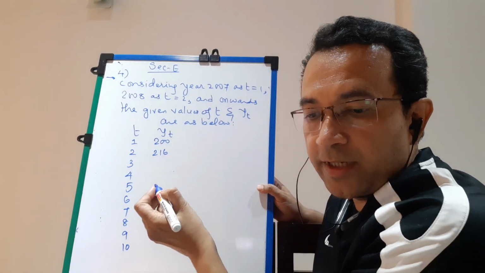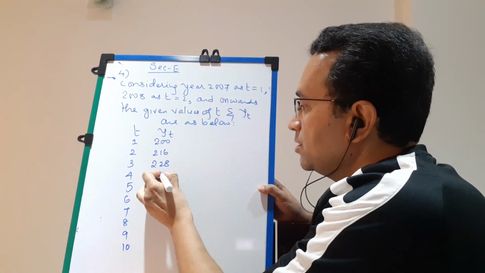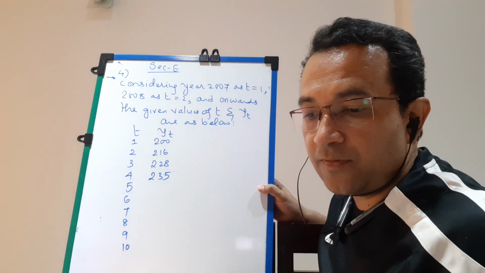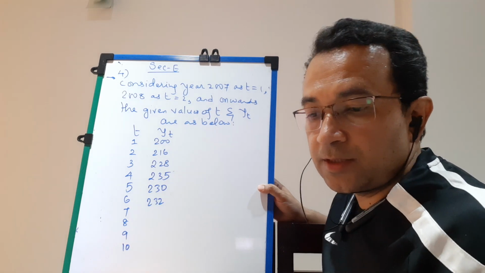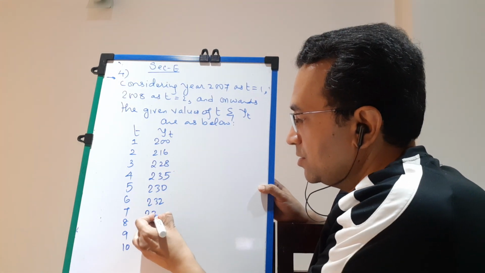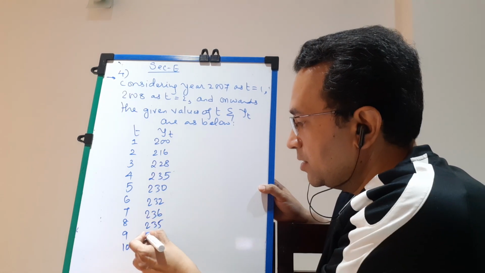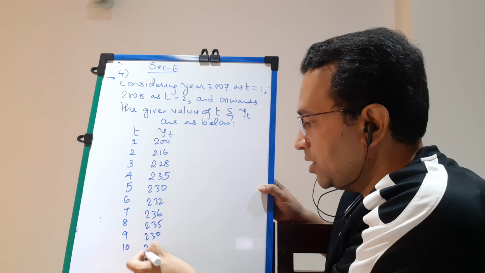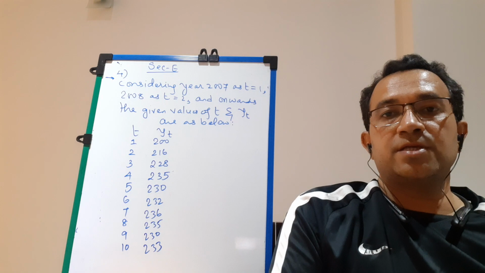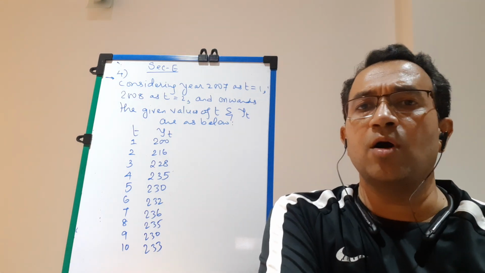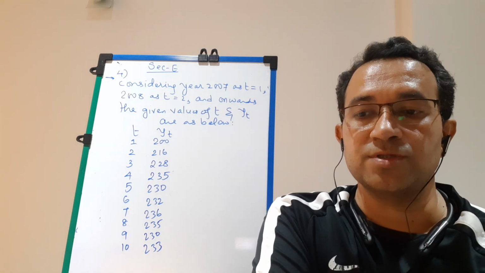200, 216, 228, 235, 230, 232, 236, then 235, then 230, and the last is 233, students. I have less space, students, so I have written a little bit. You can say clumsy, but you can easily copy from the textbook. This is to understand the perfect steps, so I am writing, students.